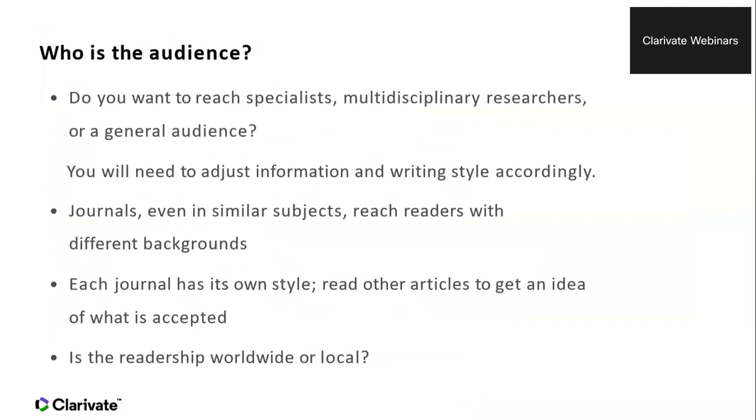If you are going to be publishing in a very niche journal, where everybody in that field works, maybe your introduction can be shorter. You can go into more detail on the methodology. Whereas in a multidisciplinary journal, you will notice a lot of the experimentation data is actually contained in the supplementary material.